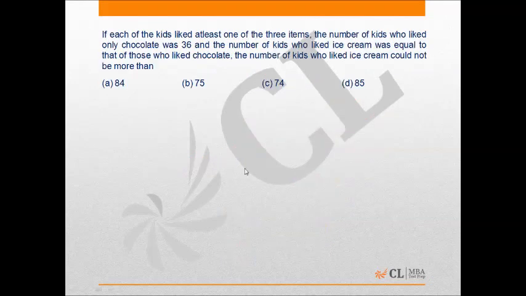Let us take the next question. It says that if each of the kids liked at least one of the three items, what does that mean? That N equal to 0, right? And the number of kids who liked only chocolate was 36. So the only chocolate was 36. The value of B is given as 36.